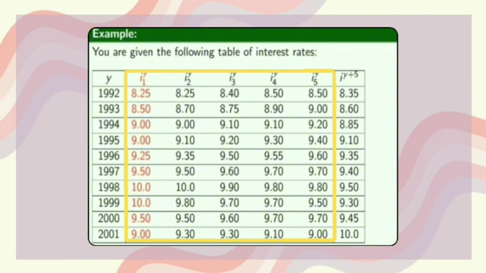So the first 8.25 becomes 1992, the second 8.25 becomes 1993, 1994 is 8.40, 1995 is 8.50, 1996 is 8.50, and then IY plus 5, where Y is 1992, right? Plus 5 is 1997. So your portfolio rate is 8.35. So this is year 1997. So you are a new investor from year 1997.